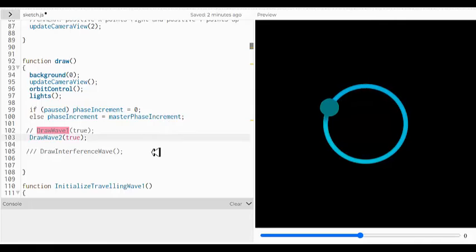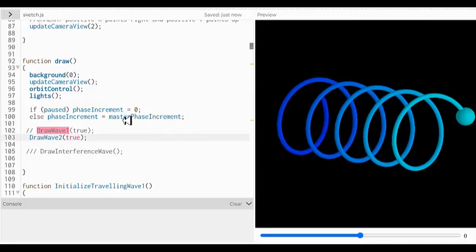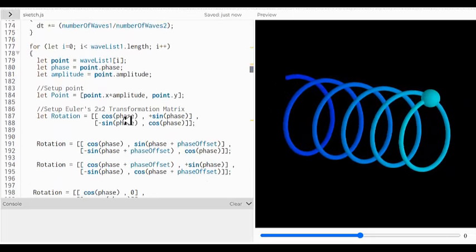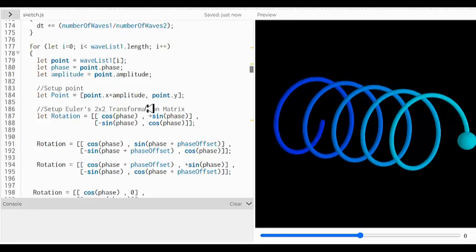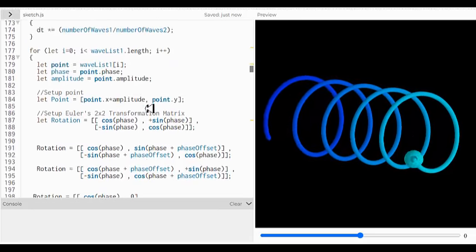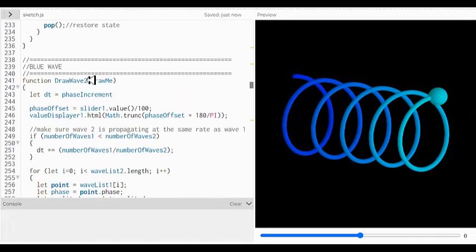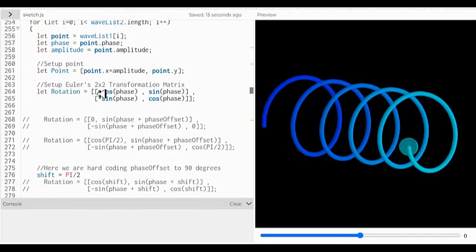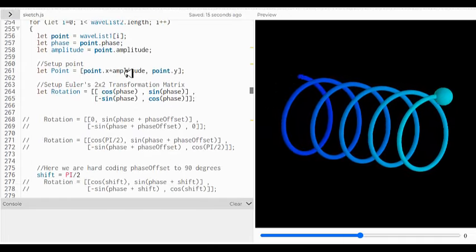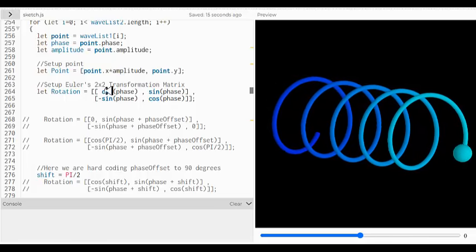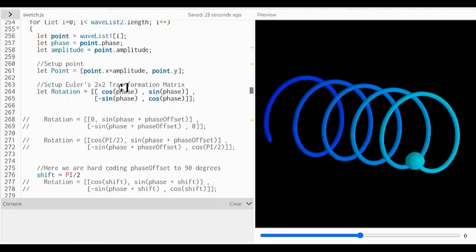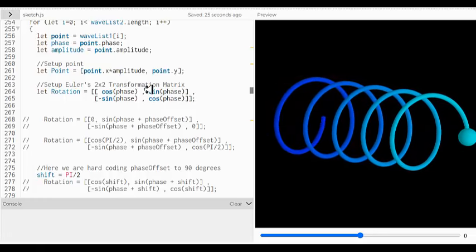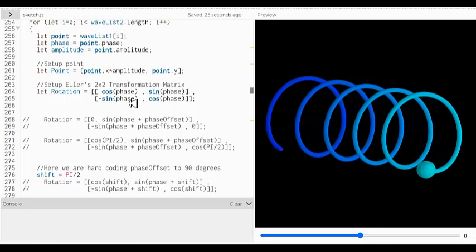Okay, so now we're back where we started. Now we have a helix wave, but it is now blue, and now we're going to work on the magneto component of the electromagnetic wave. So let's go down to draw wave 2, which is the blue wave. And right now we are running the standard Euler's formula in 2 by 2 matrix form, where the phase on the forward diagonal in the cosine terms is the same as the phase in the backward diagonal sine terms.